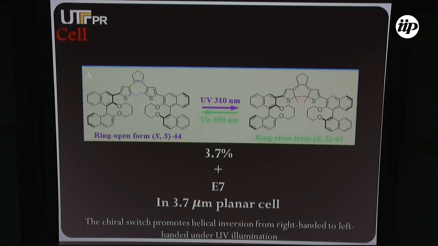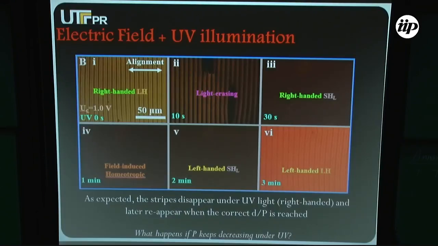A planar cell, 3.7 micrometer, and this material has helical inversion. You can observe this. So if you put it in a planar cell and then apply an electric field, you see this stripe pattern, right? And then we start shining UV light. The pitch has to decrease, so eventually the stripes disappear.